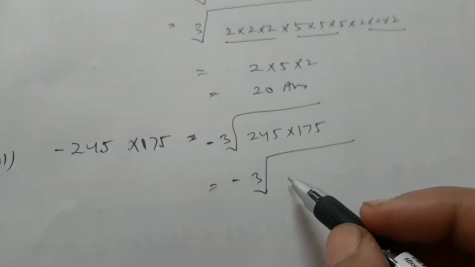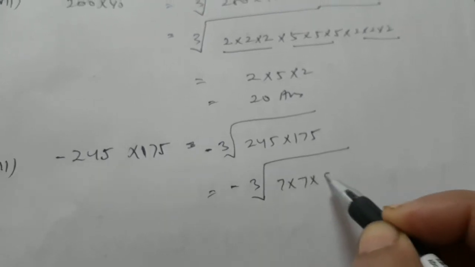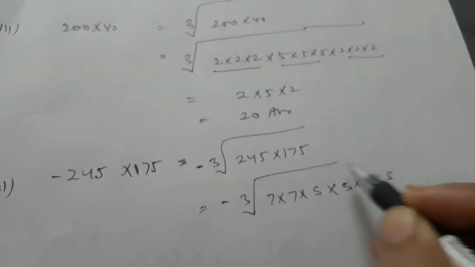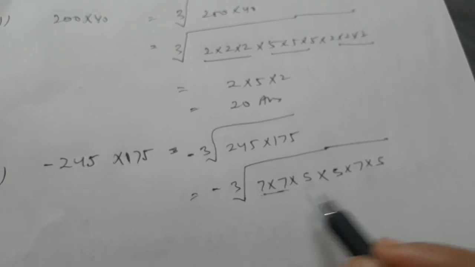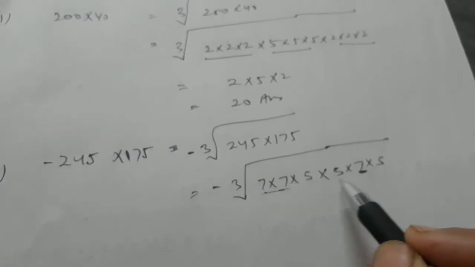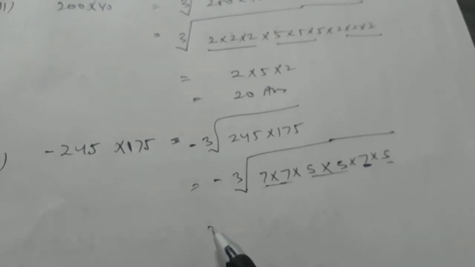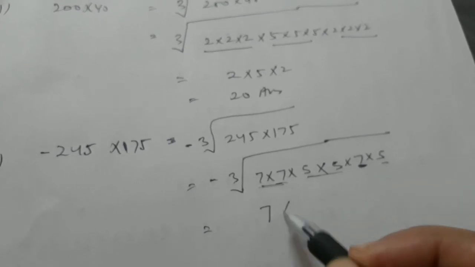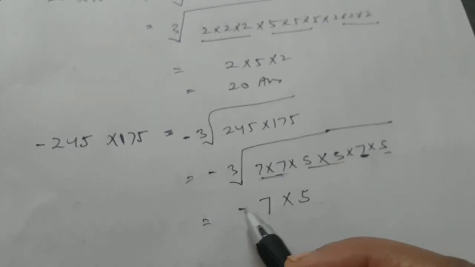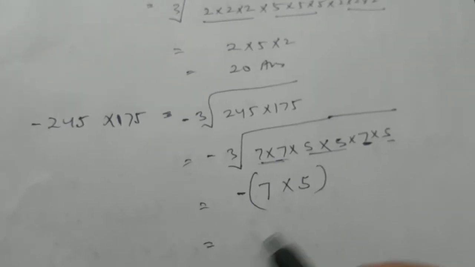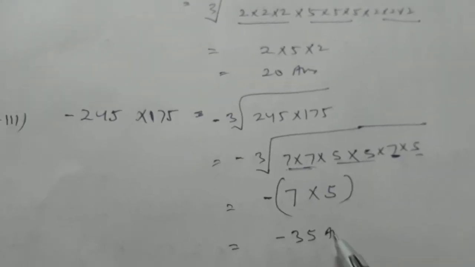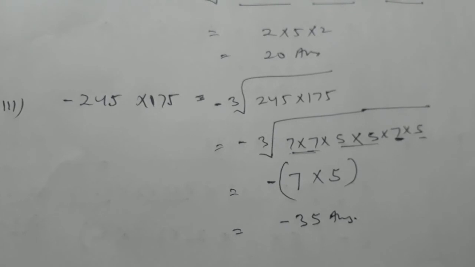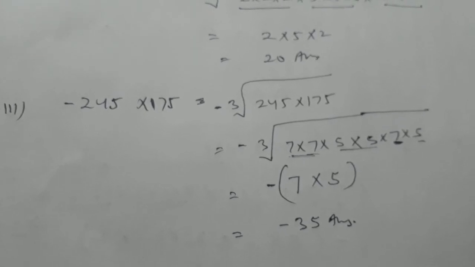Factors of 245 and 175 are 7 into 7 into 5 into 5 into 7 into 5. Now making the pairs. These two and one, these three 7s will make up a group, and these two 5s and one 5 will make up a group. So from these three 7s one will come out, and from these three 5s one will come out. The negative sign is of course there. 7 5s are 35, so minus 35 is the answer. So we can say the cube root of minus 245 into 175 without actual multiplication is minus 35.